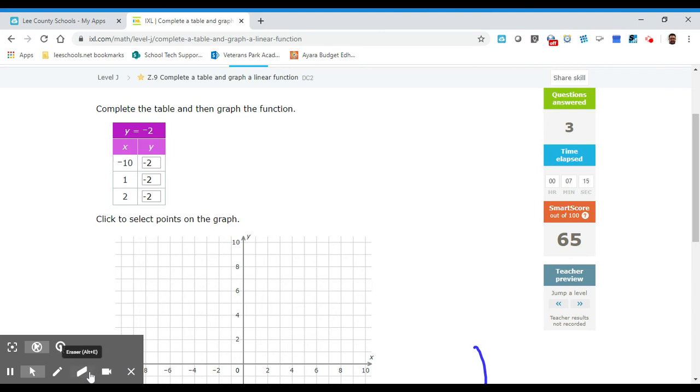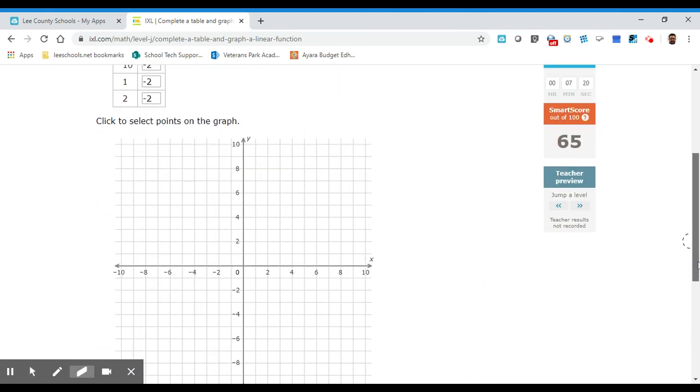Okay? So let's plot 2 points. Let's plot 1, negative 2, and 2, negative 2. 1, negative 2. Again, we're starting at the origin. We're going to go to positive 1 on our x, and then negative 2 on the y. There's the first point. The second point is 2, negative 2. So we're going to go to 2 on the x, and we're going to go down negative 2. And since y equals negative 2, this makes sense. Every single y value is negative 2 on the line.